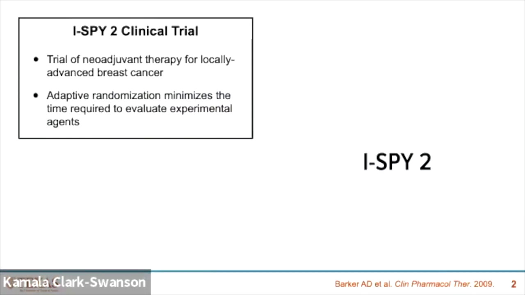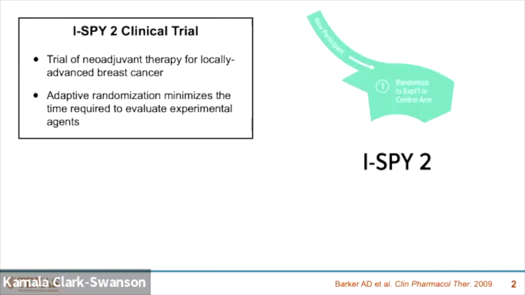So some things to know about the I-SPY2 clinical trial is it's a trial of neoadjuvant therapy. So that's therapy before surgery for locally advanced breast cancer and includes multiple subtypes of breast cancer, which I'll get into later. And they use this adaptive randomization in order to get more experimental drugs through the trial in a way that optimizes the success of the drugs.